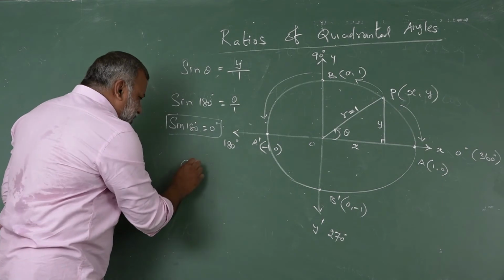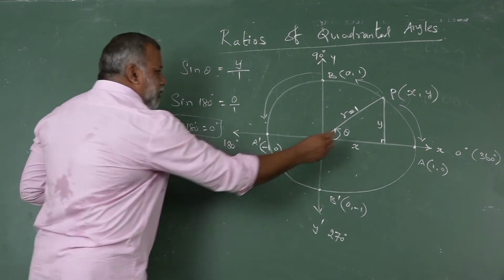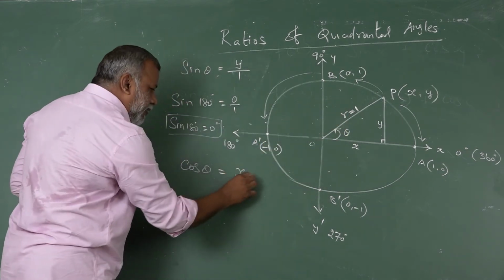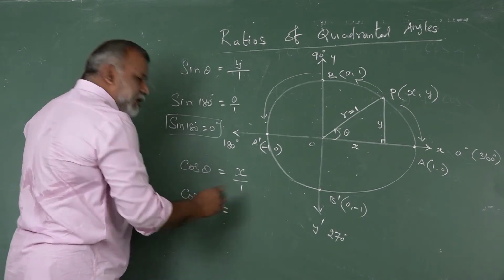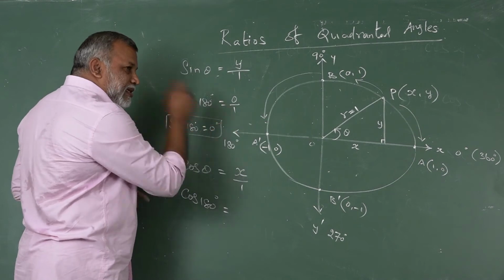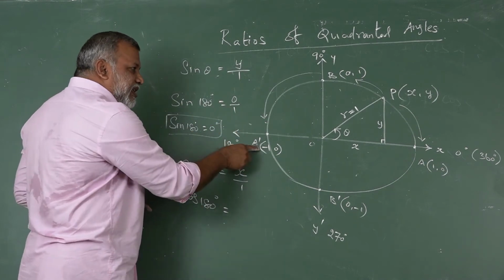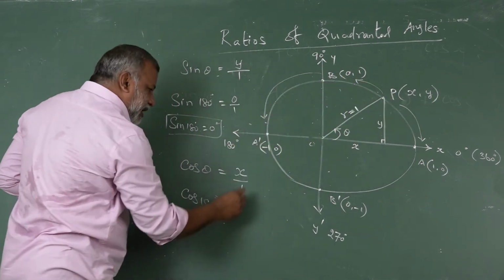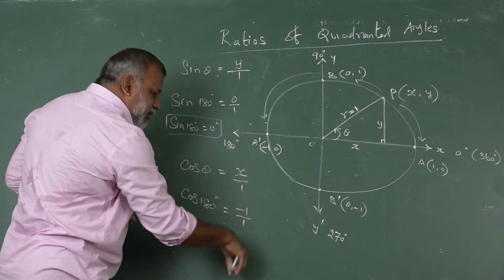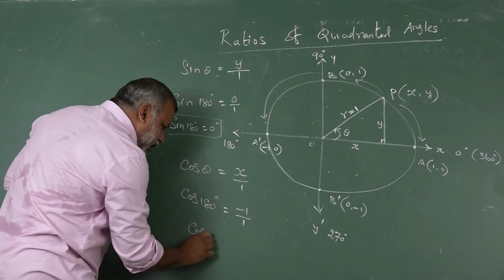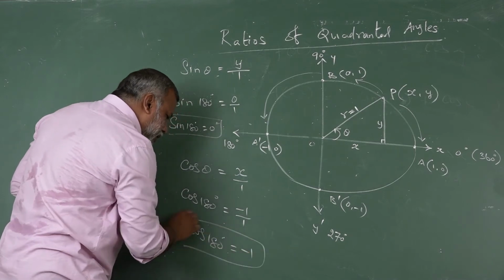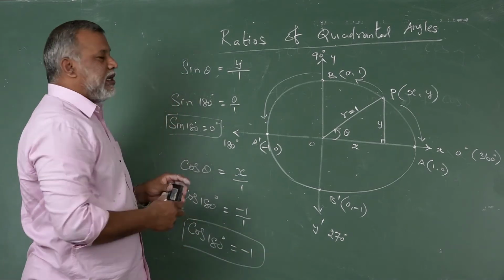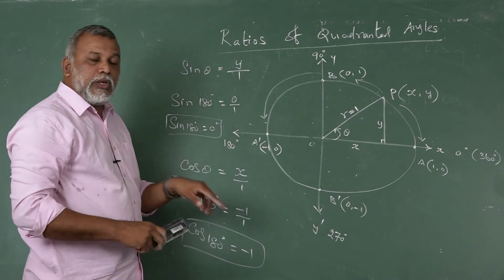Now listen, cos theta equal to, once again, x by 1. In this theta, you are going to replace 180 degree. Now what are the changes? X becomes minus 1. Already denominator you are having 1. Therefore, cos 180 is equal to minus 1. So this is also a new concept.